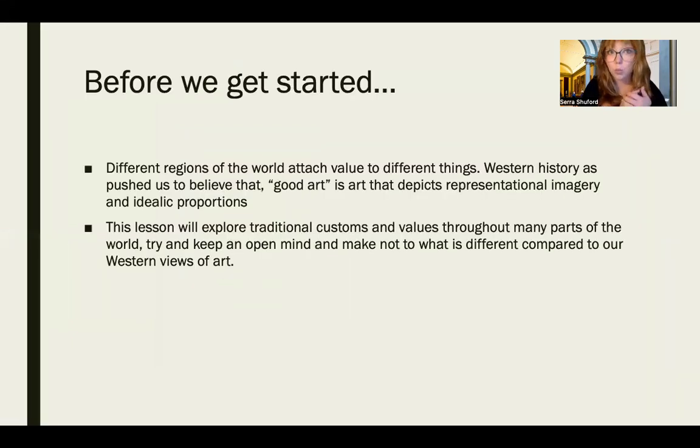So we left off last time in lesson 15 with talking about the earliest art up until the Bronze Era. And so we're kind of skipping around a little bit, but I just wanted to put a disclaimer on traditional arts of Asia and Africa. Different regions of the world attach different values to different things. Western history, like with the Statue of David behind me here, has taught us to believe that good art is art that depicts representational imagery in idyllic proportions, like our friend David right here. You've never seen him before.